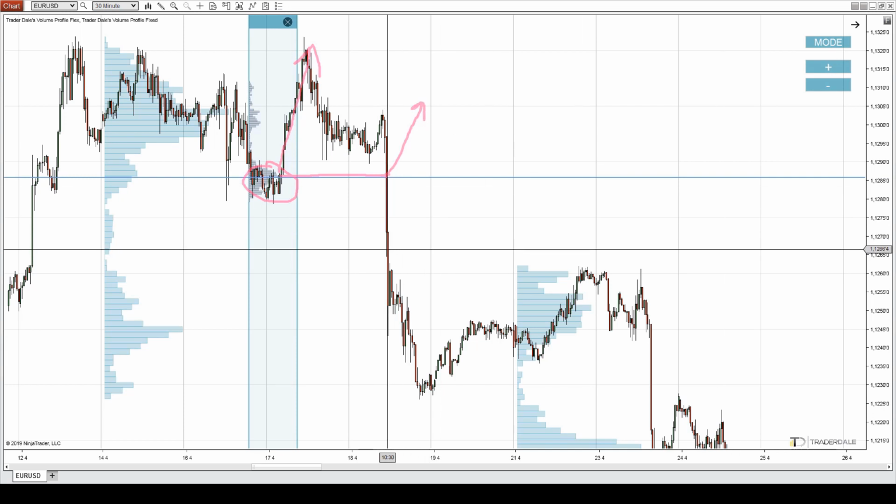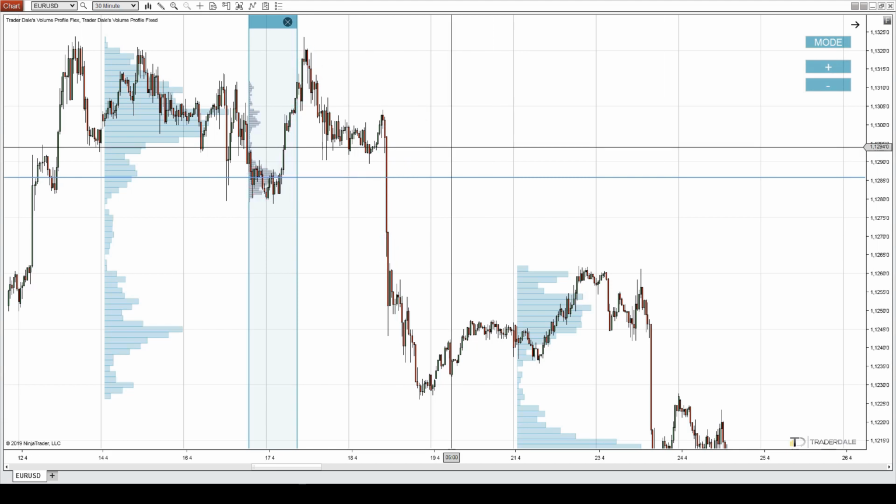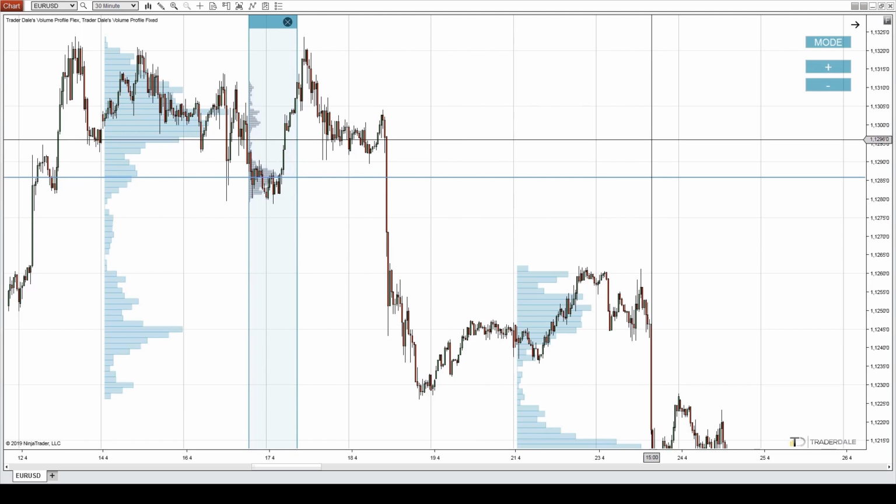I'm not sure if this was some macro news, probably wasn't. I'm not sure, it was a long time ago. But if you are trading that, it would be a losing trade. The price just went past the level without any reaction to it. So that would be a losing trade and you would be waiting for a reversal.